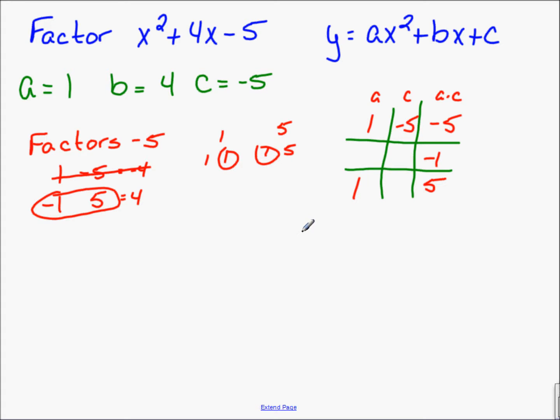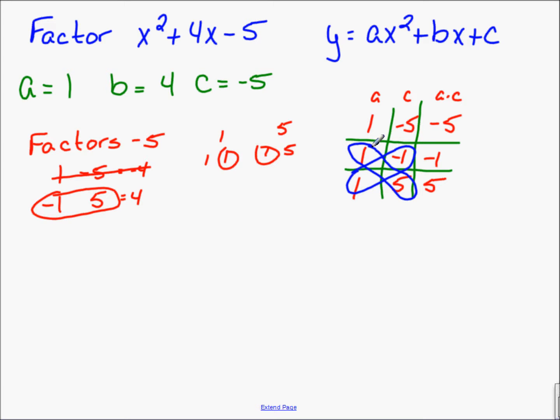Now to fill out the rest of the box, you're basically multiplying. 1 times what gives me 1? Well, 1. 1 times what gives me negative 1? That's negative 1. 1 times what gives me 5? That's 5. And then after I find those, I'm going to circle diagonally. So I'm going to circle these terms, and I'm going to circle these terms.